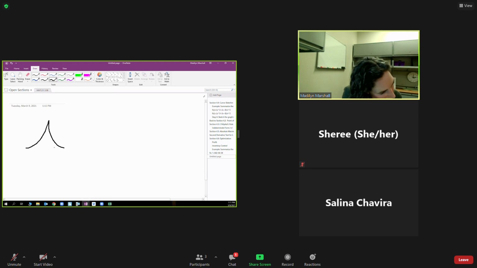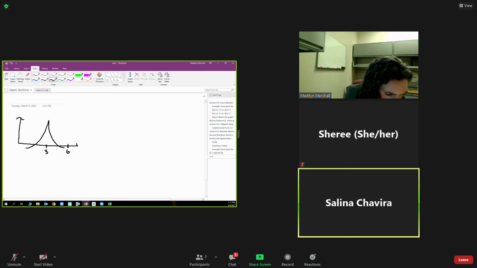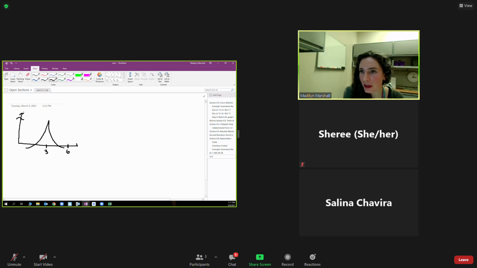So let me look. So this one, I am drawing a very rough version of that graph. So this one, it shows 6 over here. And so it looks like that point is at 3 on the graph. Oh, and yeah, it's going up to 5. I see what you mean. Sorry, I'm just catching up. So that is a defined point.